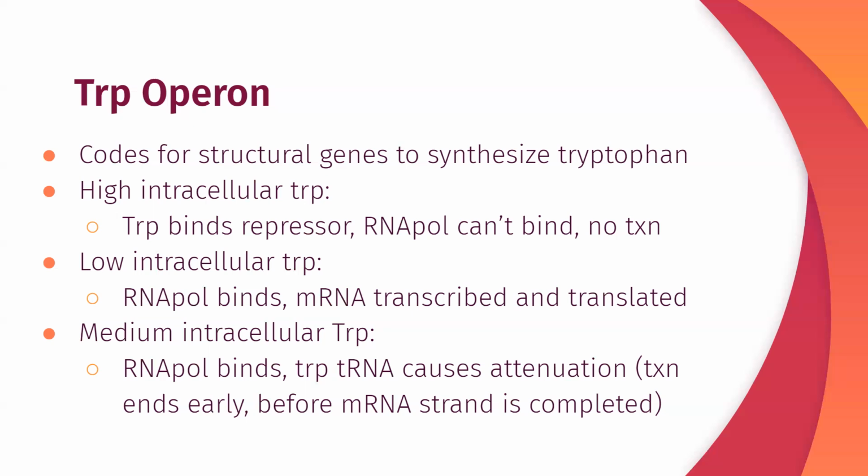If we have really low tryptophan levels, then RNA polymerase will bind and we will have our mRNA transcribed and translated, and then we'll be able to make more tryptophan. At medium levels, things get kind of weird. RNA polymerase will bind because we probably won't have enough tryptophan bound on that operator to repress it. But then it will cause attenuation during the process, which just means that transcription is going to end early before the mRNA strand is complete. So we'll have a partial strand, but it won't finish all the way.